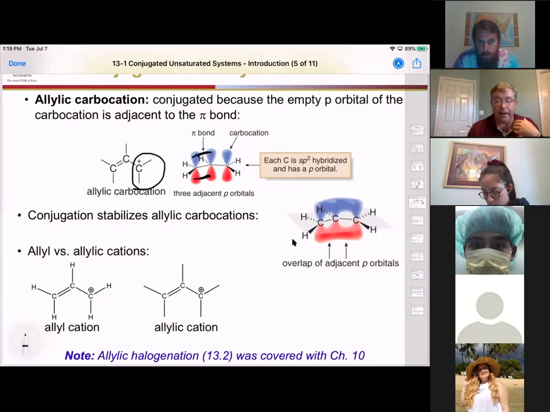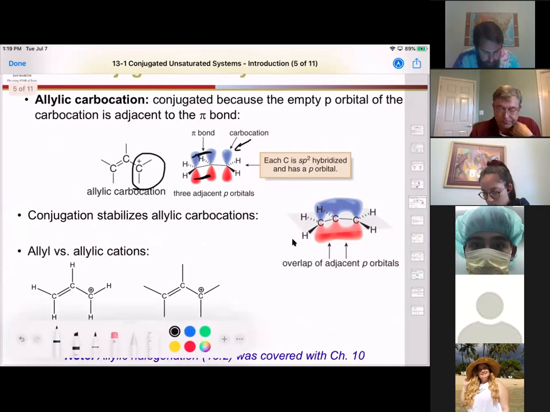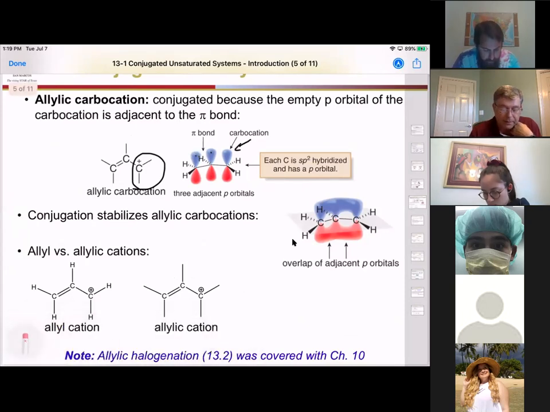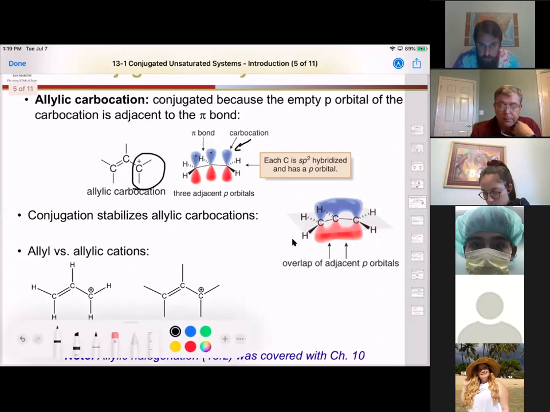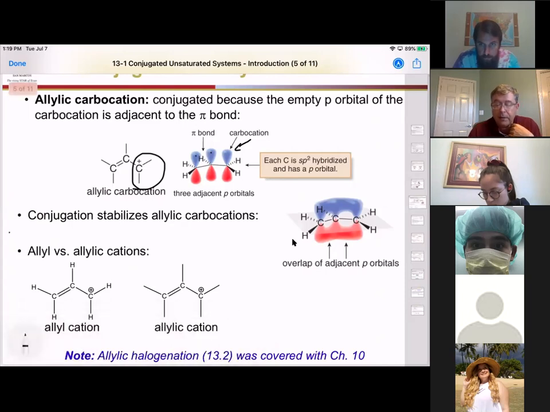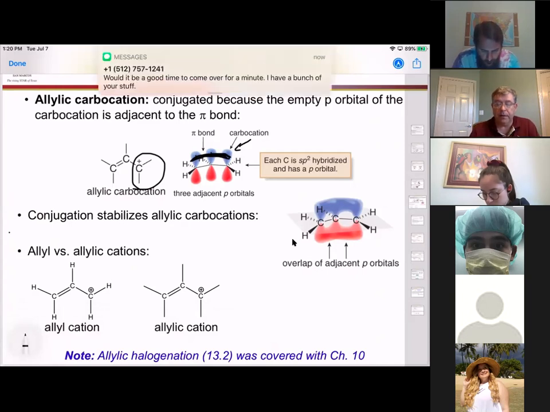Okay, so in that case, that empty p orbital, which has no electrons in it, notice our pi bond has one electron on each of those p orbitals here. These can overlap, meaning that we can move that positive charge across all 3 of those carbons. Okay, because we can spread that positive charge out over not just 1 carbon, but 3 carbons, we get a stabilized carbocation from this.